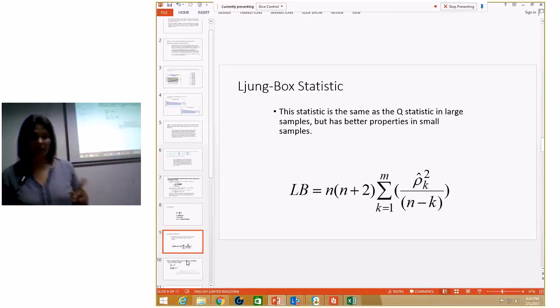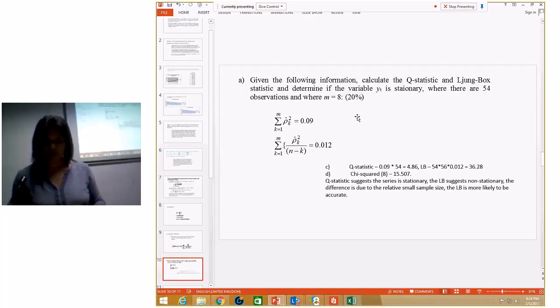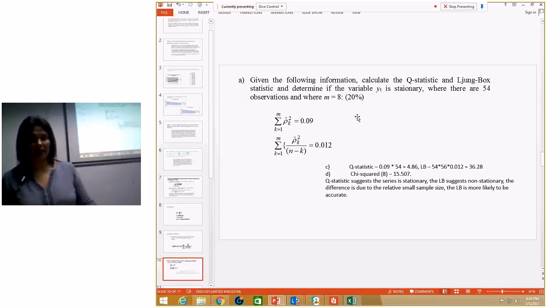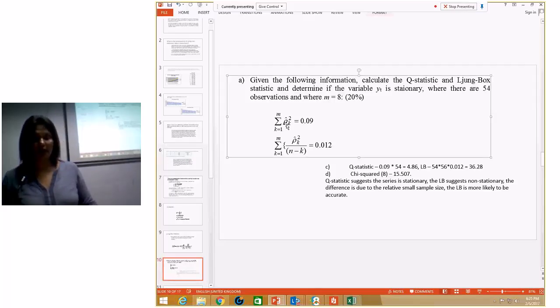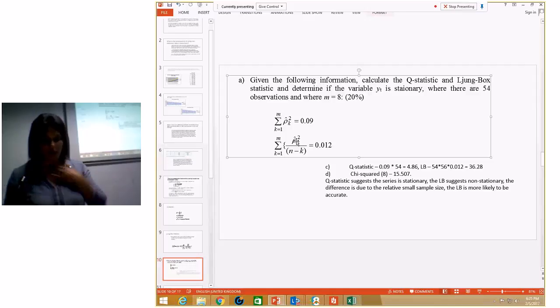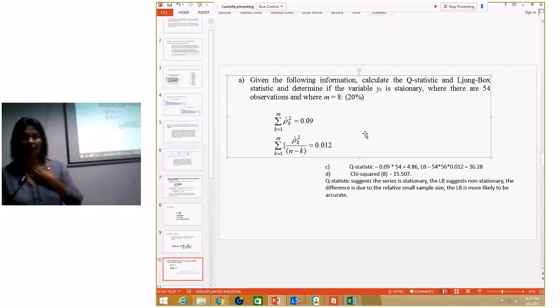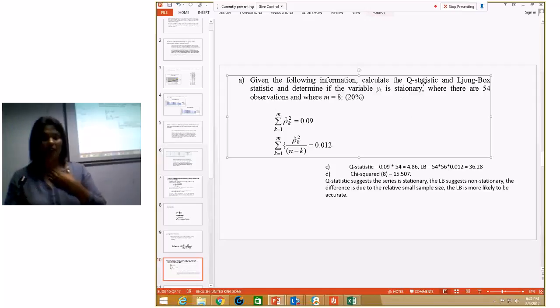For example, there is an example here. Given the following information, calculate the Q statistics and Ljung-Box statistics and determine if the variable yt is stationary. Assume that there are 54 observations. You are given this value, and this value also. Then you will have to calculate the Q statistics and Ljung-Box statistics.